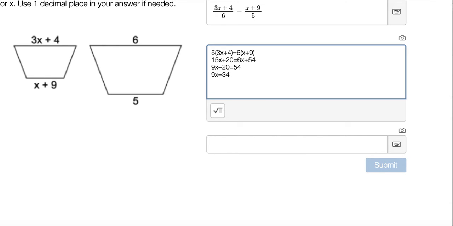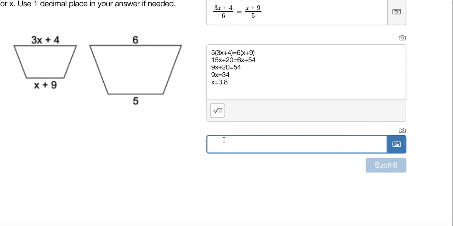Now, many students yesterday, when they got 34 divided by 9 in their calculator, were getting 3.7777, so it's 3.7 repeating, okay? Well, if you're rounding to the nearest tenth, 3.7 repeating is actually 3.8. So when you type in this very first answer, make sure you type in 3.8 because that's going to be your answer rounded to the nearest tenth.